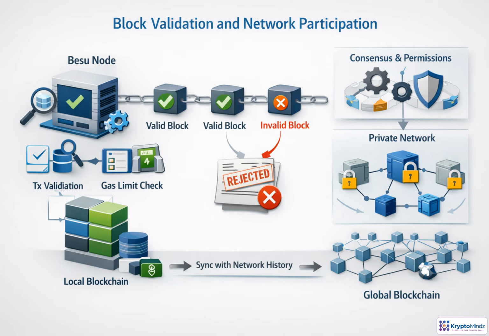When a Besu node receives a block, it treats it as a claim, not a fact. It checks the header, parent link, gas limits, and every transaction. Then it re-executes the transactions locally and compares the calculated state root and receipts root with the block's declared results. If anything breaks protocol rules, the block is rejected. In private networks, that validation works alongside consensus and permissioning, so only authorized, valid history is accepted.